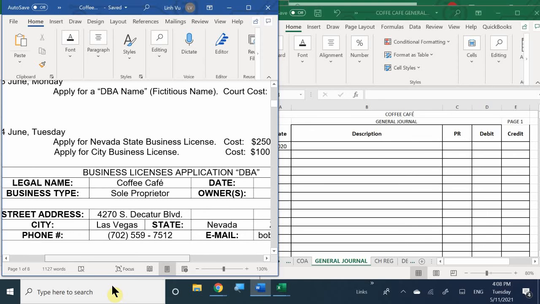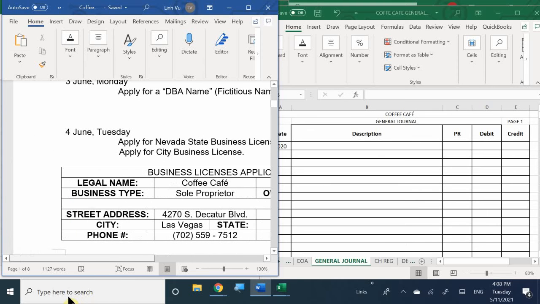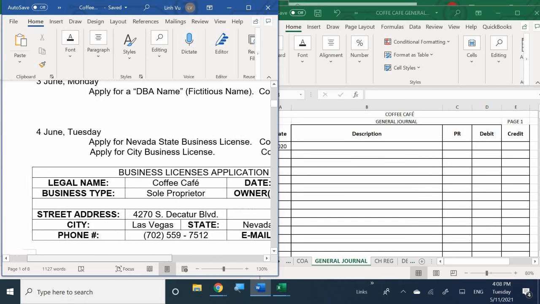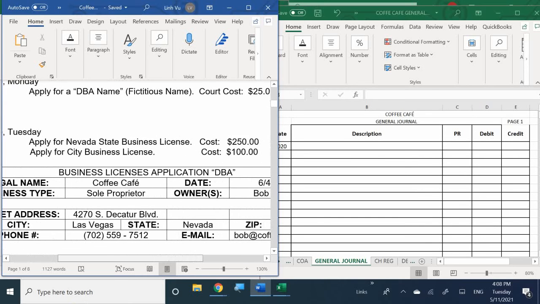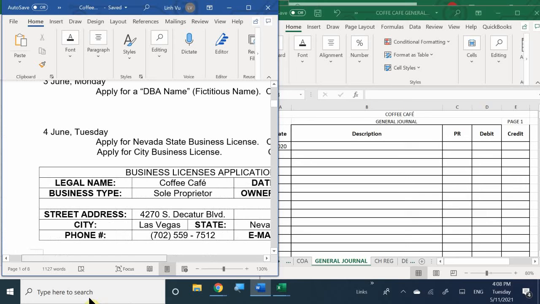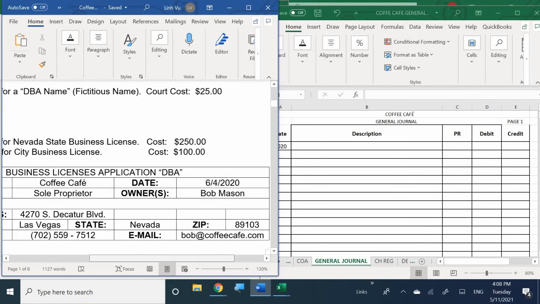You need to have some contact information, or else how are they going to be able to send you anything or contact you about your business, okay? So here, we're just sending in an application for both the state and the city. So we don't have the permit just yet, but we are applying for it, okay, right?